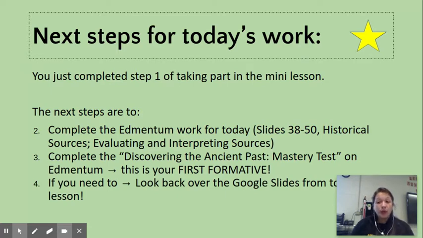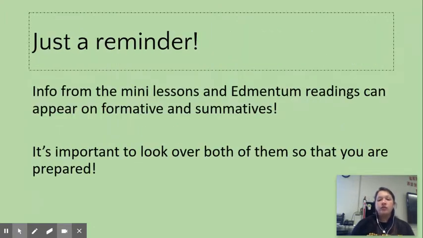This is your first formative. You need to make sure that you are focused when you watch the video, when you go back over the slides, when you do the Edmentum, so that way when you do your formative, you're prepared. And just again, the mini lessons and the Edmentum readings are going to have information that can show up on the formatives and summatives. So it's really important that you pay attention to all of these things.